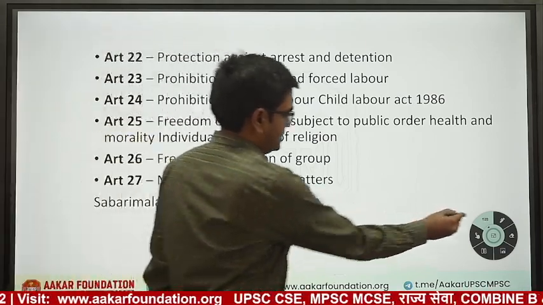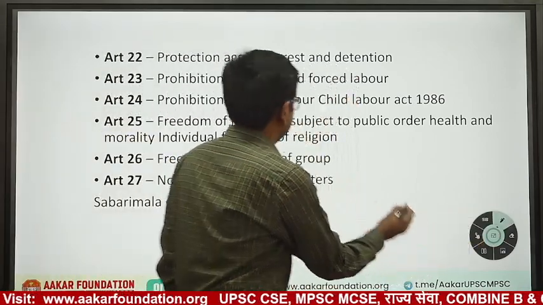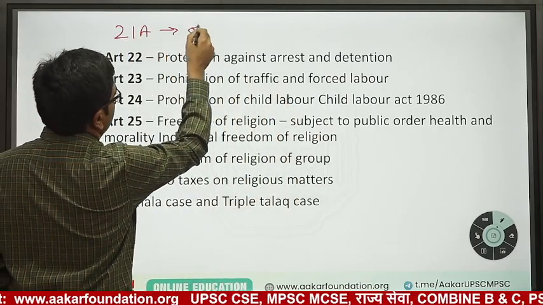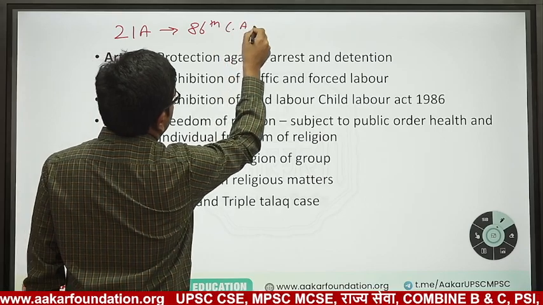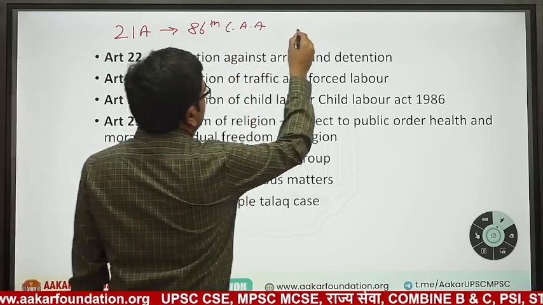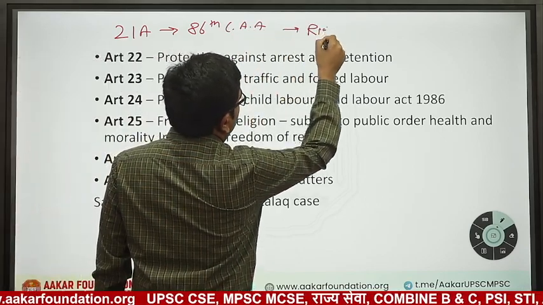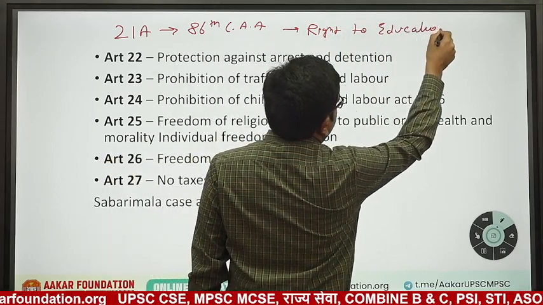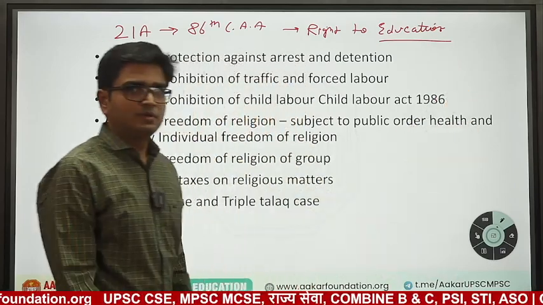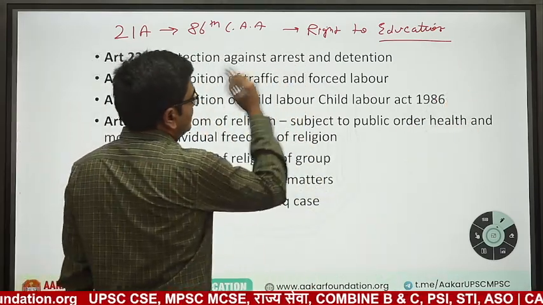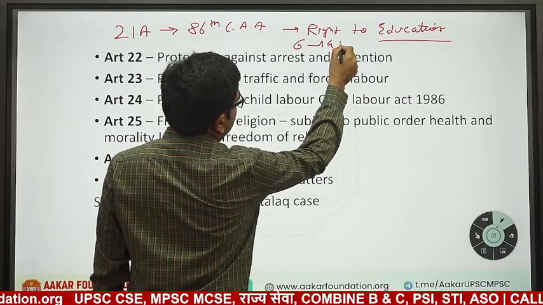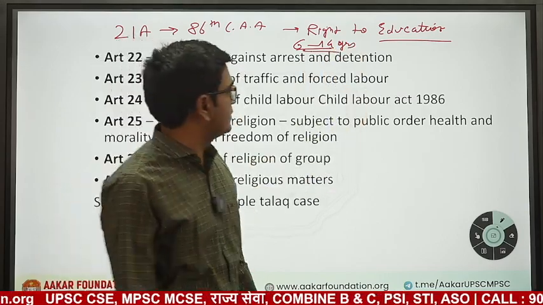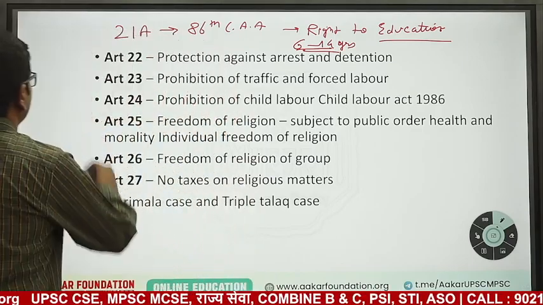Okay, so what we are missing here is Article 21A. This was not in the original constitution. It was introduced by the 86th Constitutional Amendment Act. That was the right to education. Basically, free and compulsory education for 6 to 14 years, that shall be free. So that is 21A.